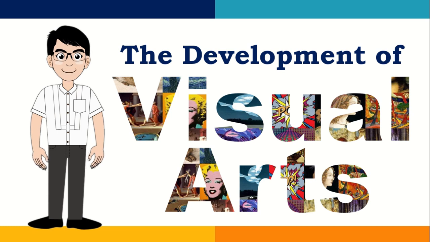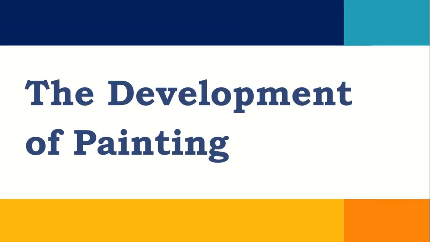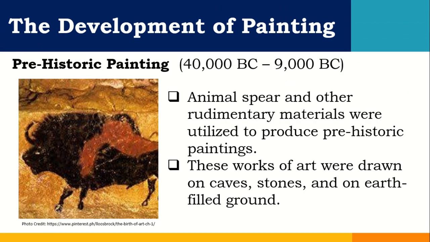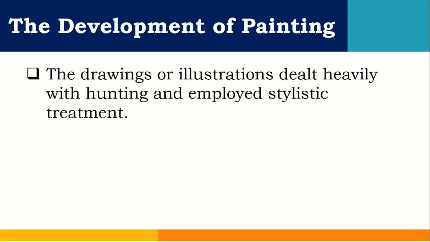The development of visual art. Let's start with the development of painting. Prehistoric painting, around 40,000 BC to 9,000 BC. Animal spears and other rudimentary materials were utilized to produce prehistoric paintings. These works of art were drawn on caves, stones, and on earth-filled ground. The drawings or illustrations dealt heavily with hunting and employed stylistic treatment.